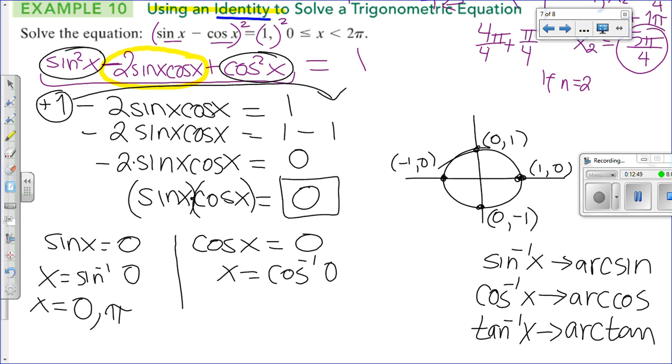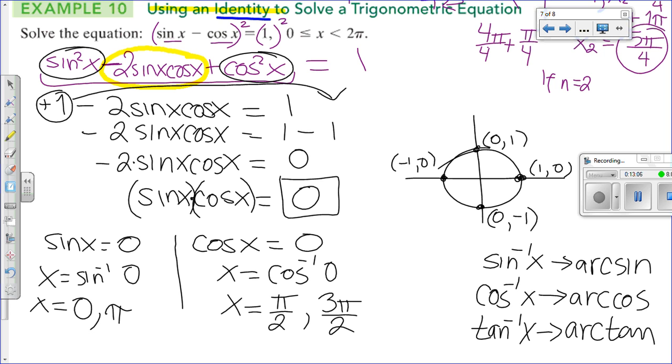So where is the cosine equal to 0? At pi over 2. At 90, so in radians, 90 is pi over 2. Okay, and where else? 3 pi over 2. Okay, great. So we have 4 solutions, right?